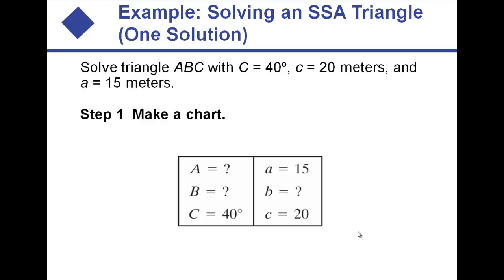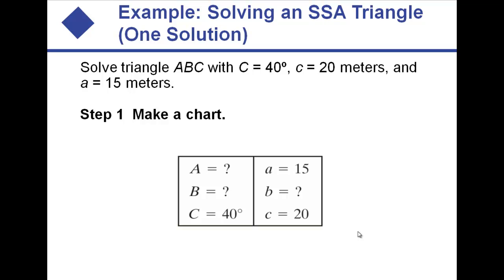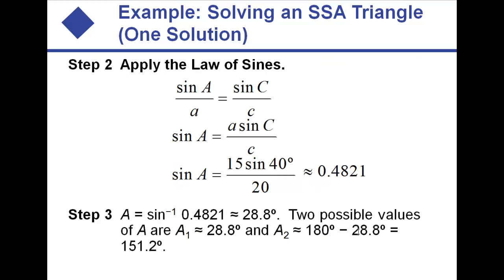Here's an example with one solution. I'm not going to spend a lot of time on this one. I think you guys get the idea. Step 1, make your chart. I would also draw a picture. Pick out the things that you know, right? You know C and C is a full one. A and A is your half one. So that's going to be your first step, solving for the other half piece that you don't know. Do all that. Get your two possible values.